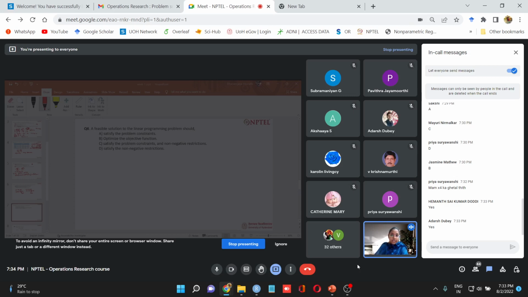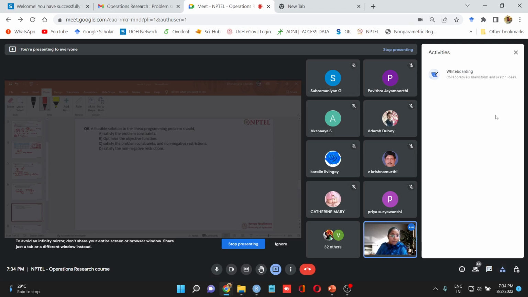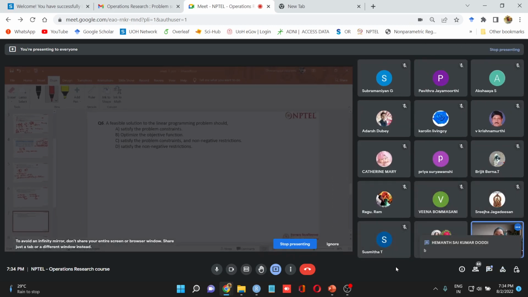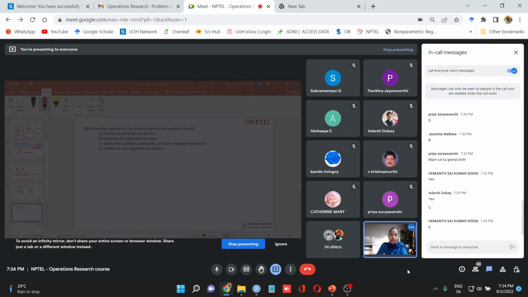What are your expected answers? Just think: in an LPP, what do we have? We have the objective function, subject to the constraints, and also the non-negative restrictions. But a feasible solution must satisfy which of the following options?